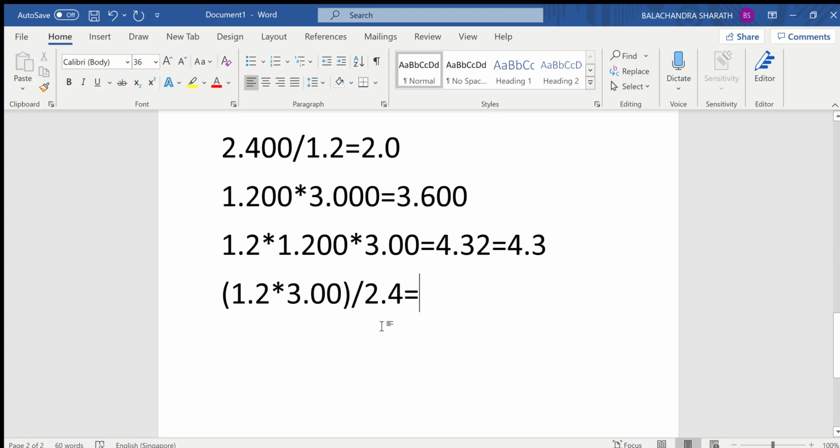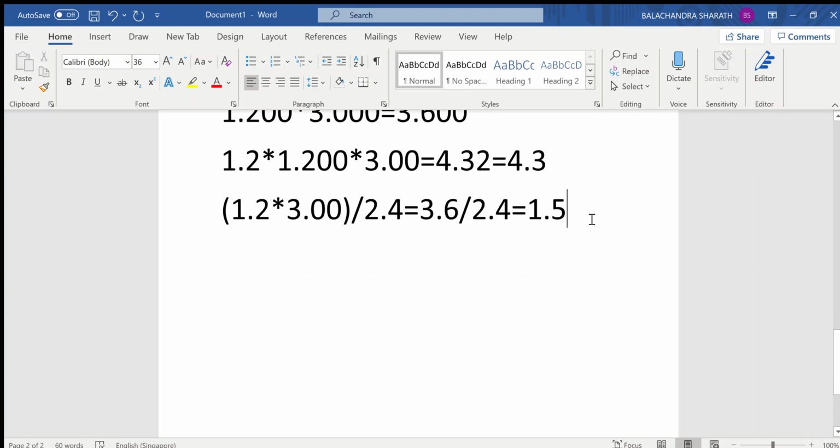So 1.2 times 3.00, 1.2 has two significant numbers and 3.00 has three significant numbers. So I have to express this in the correct number of significant numbers. So the answer will be 3.6, and divided by 2.4, in this case the answer is 1.5. So the rule applies to each and every multiplication and division. So when you have a multiplication in a division equation, you have to follow the rules accordingly.